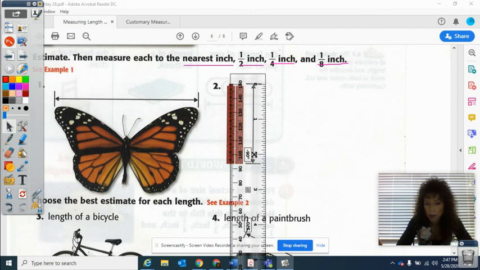Okay, so here's my 2, here's my 3. You have to decide what is the length of those blocks to the nearest whole inch, half inch, quarter inch, and 1/8 of an inch. Remember, when it's the whole inch, you won't have any fractions. You'll just have a whole number. When it's to the nearest half inch, your denominator will be 2. The nearest quarter inch, your denominator will be 4. And the nearest 1/8 of an inch, your denominator will be 8.